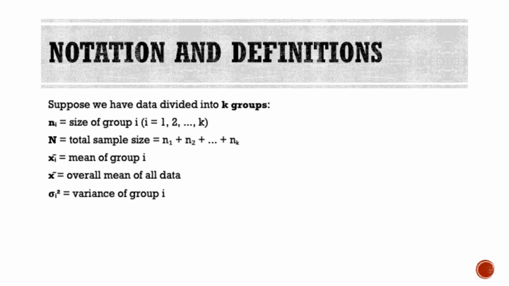Before we dive into the formulas, let's establish some notation. Suppose we have data divided into k groups. For each group i, n sub i is the size of that group. N is the total sample size, which is the sum of all group sizes. X bar sub i is the mean of group i. X bar is the overall mean of all data combined.